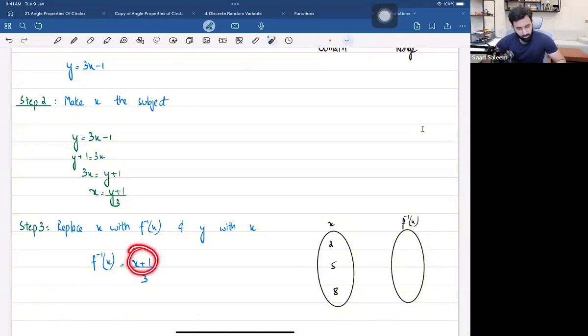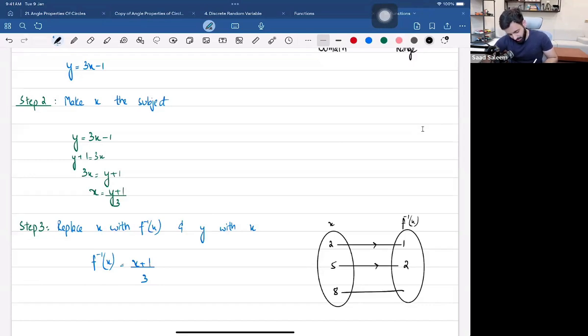So if you plug in 2, 2 plus 1 is 3, 3 upon 3 is 1. So the output of 2 is 1. If you plug in 5, 5 plus 1 is 6, 6 upon 3 is 2. If you plug in 8, 8 plus 1 is 9, 9 upon 3 is 3.